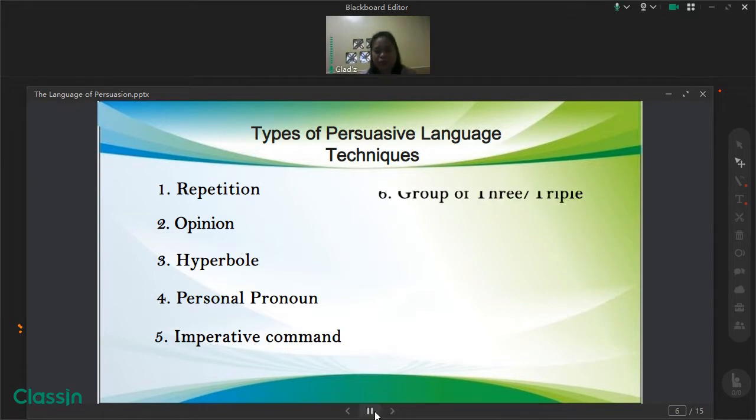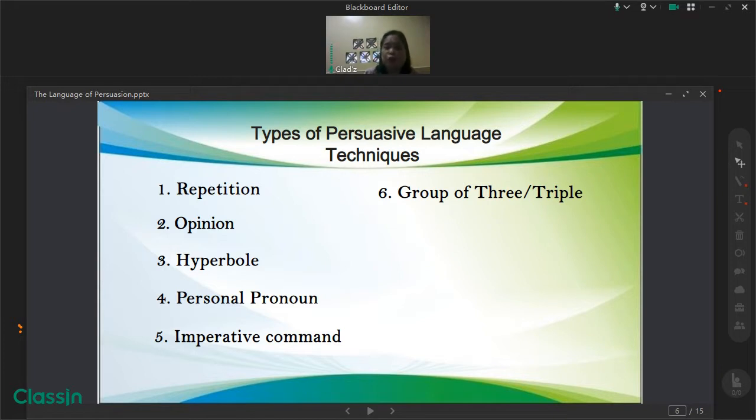And then next one, number 6, is a group of three, or the triple. When we say group of three or rule of three, it is about things that come in three. It is said that things that come in three are more persuasive. Humans process information using this pattern, the pattern of the group of three. Three is the smallest number of elements required to create a pattern, and being brief and having a pattern makes our content more memorable.